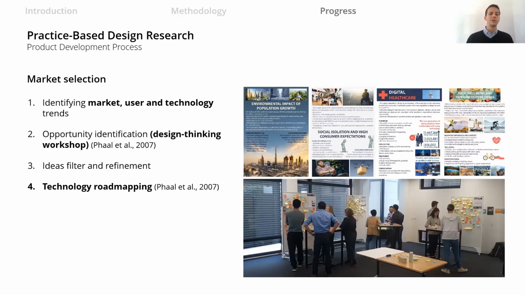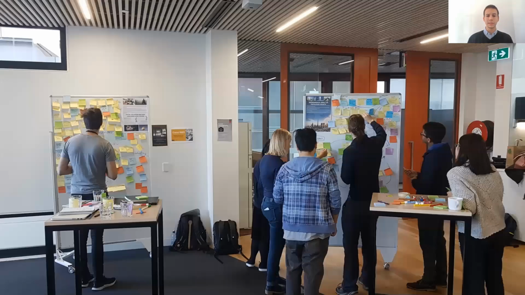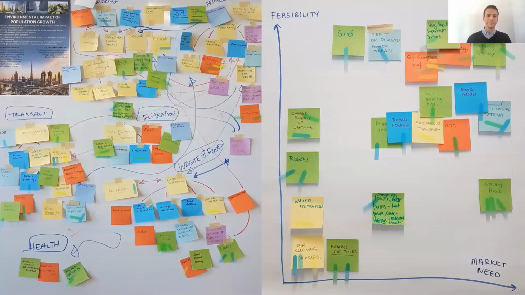For the market, user, and technology trends, it's important to say that they're usually available because governments use them for generating policies for the future and for the upcoming years. So it's a good guide that can be used in this context. And then technology road mapping was applied as a tool to select the best opportunities. And we can see here a snapshot of the workshop when we were working on it. I was working as an observer. I didn't participate because I didn't want to intervene.